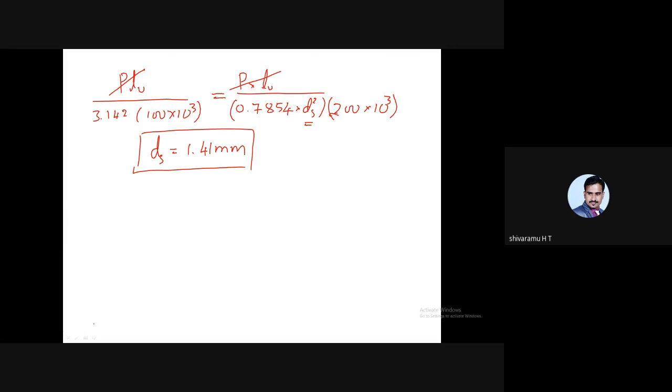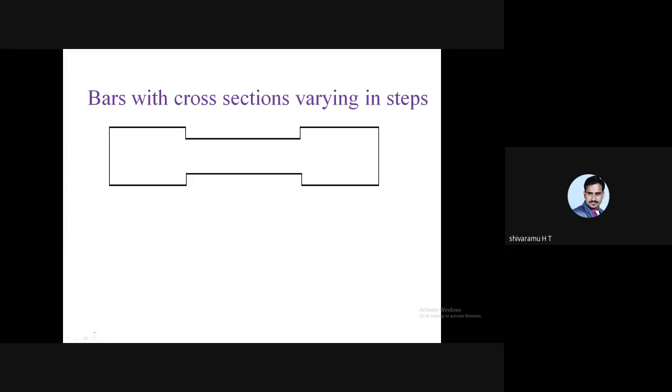So here we computed the diameter of the steel wire as 1.41 millimeter, whereas the diameter of the copper wire is given as 2 millimeter. Here the Young's modulus is higher for the steel material. So with the same load, the diameter can be less. So the diameter of the steel wire is 1.41 millimeter.